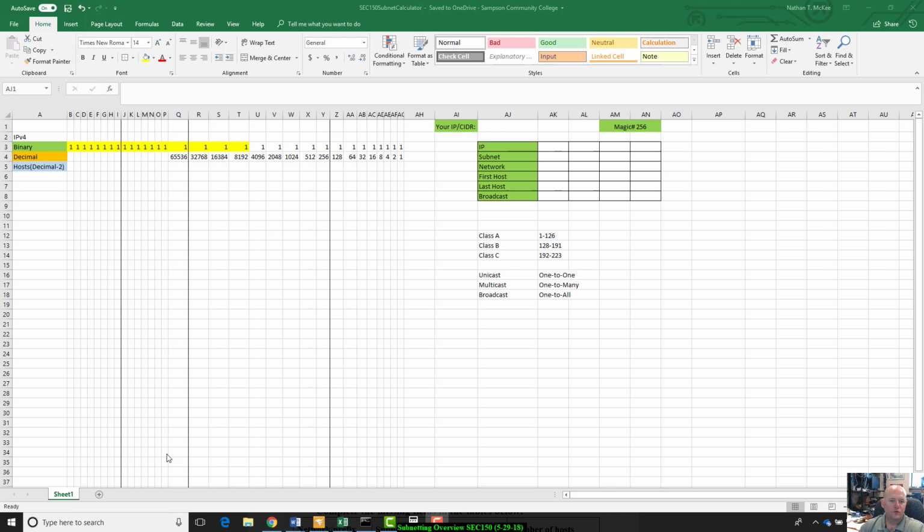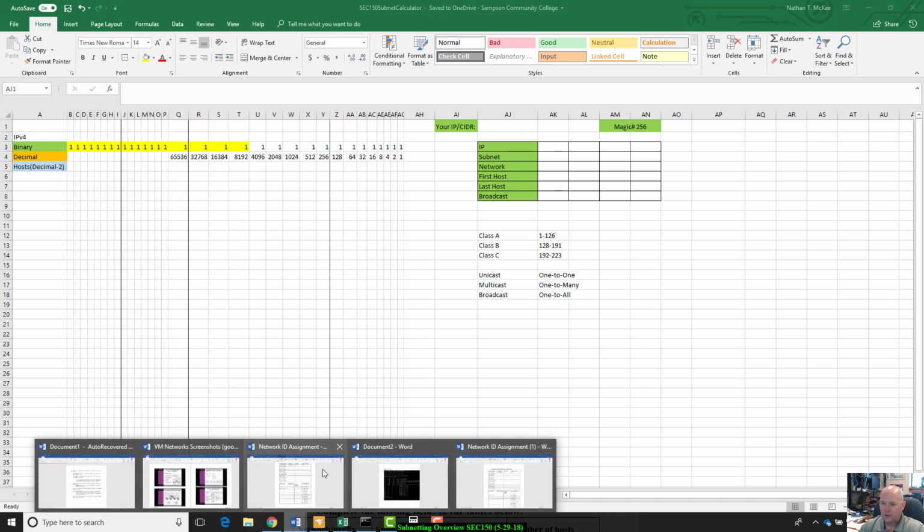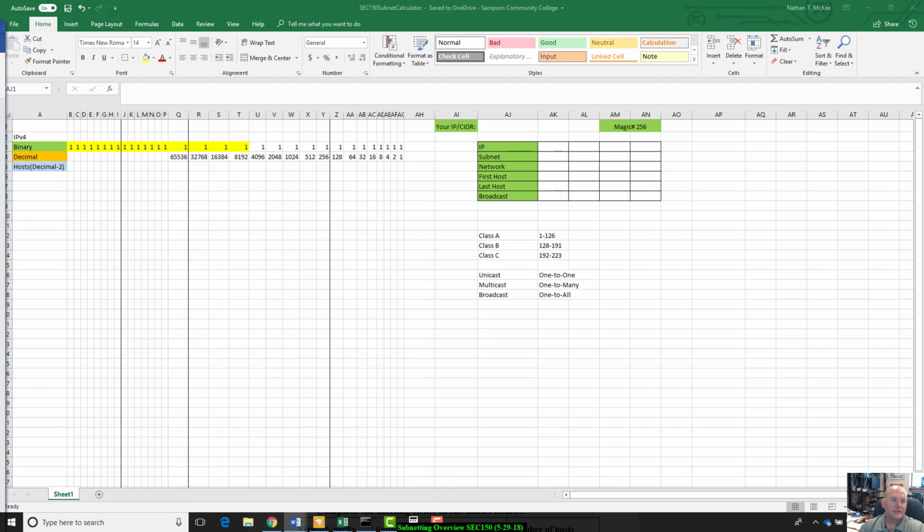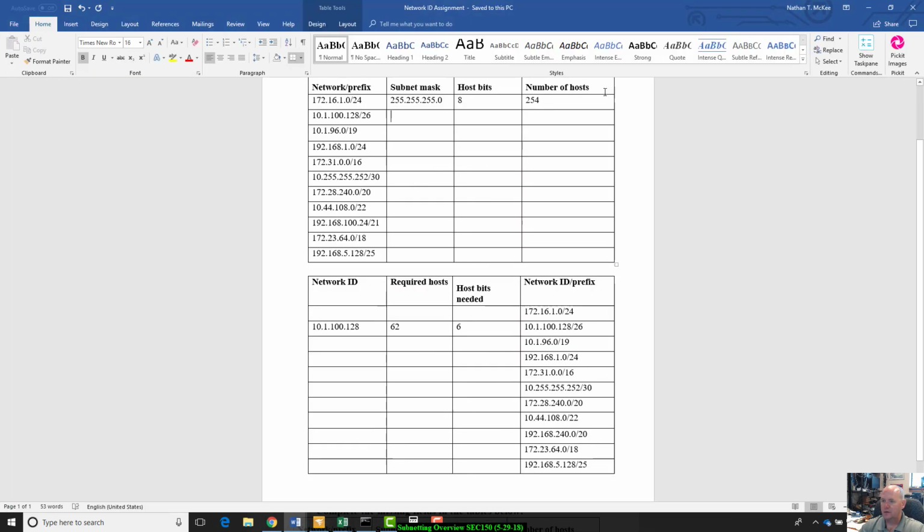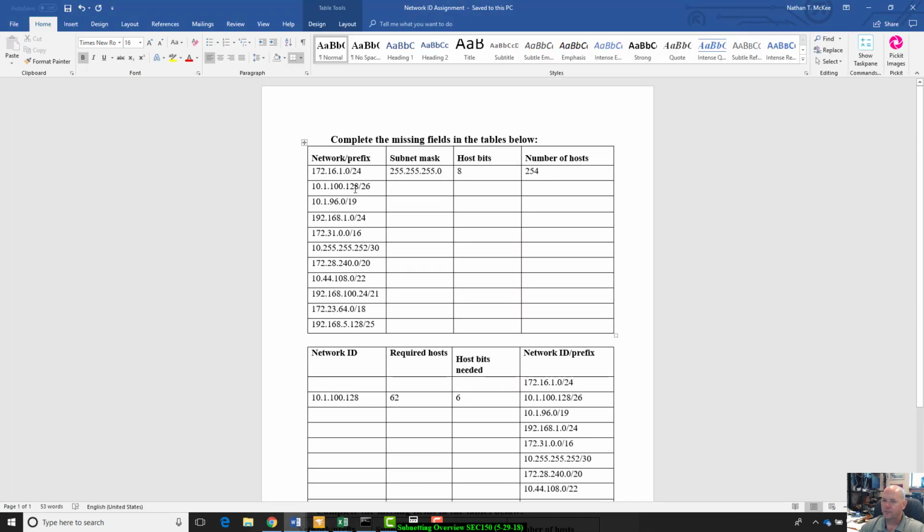I want to go ahead and go over one of the problems for the network ID assignment. Basically, it gives you the networking prefix, which is the CIDR notation. It gives you an example of the first one. It's a /24, which is a 255.255.255.0 subnet mask.